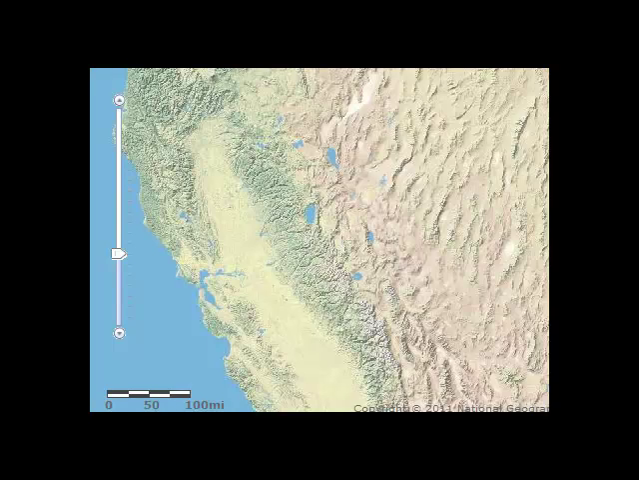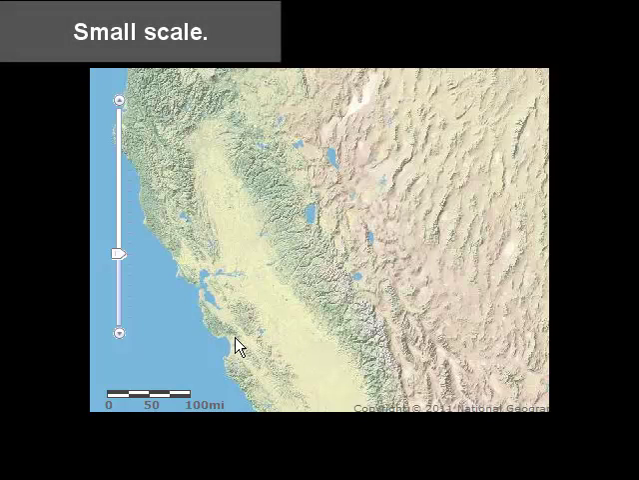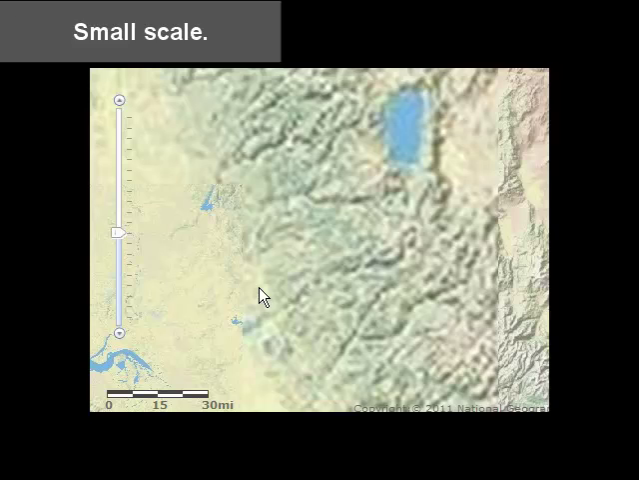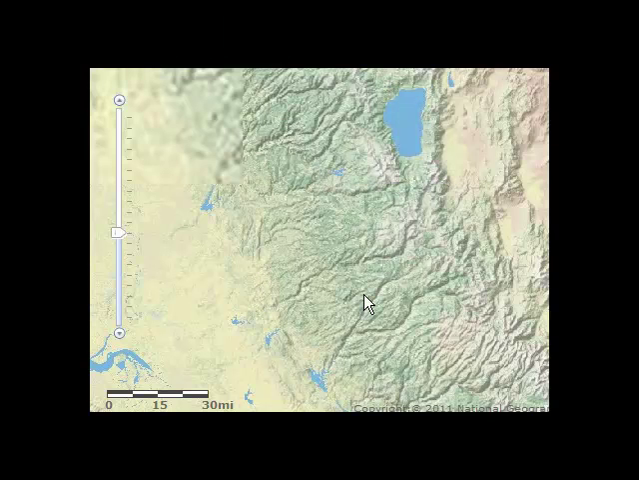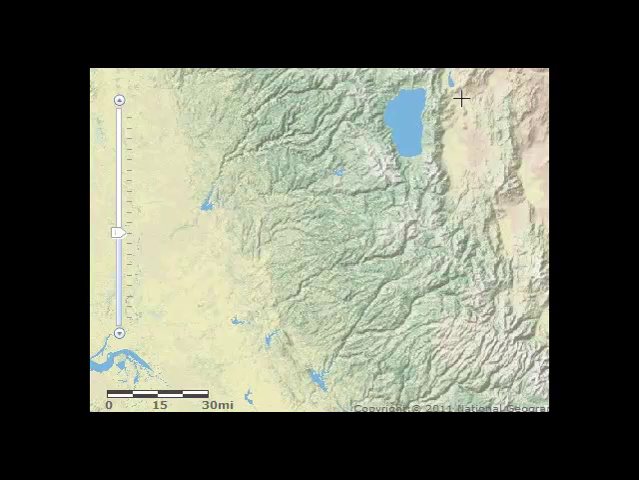Let's look at another example. Let's take a look at USGS topographic maps. At a small scale, I can see some major landforms. I don't see a whole lot of detail though. But as I zoom in to a larger scale, pause right there, I see some larger landforms. Okay, interesting. I can see Lake Tahoe here, for example.